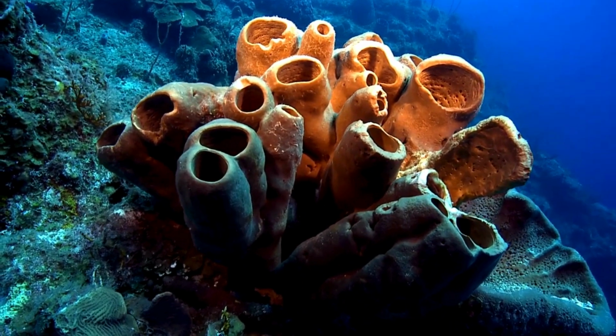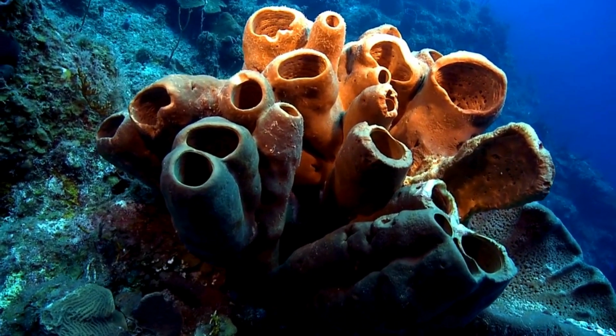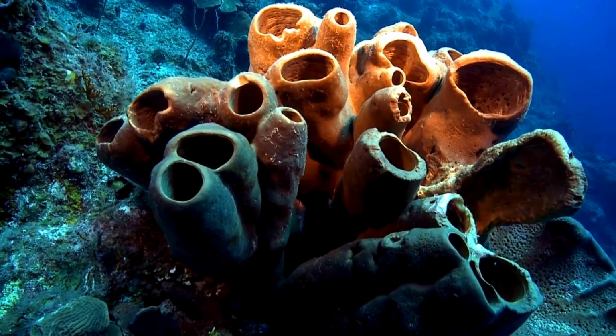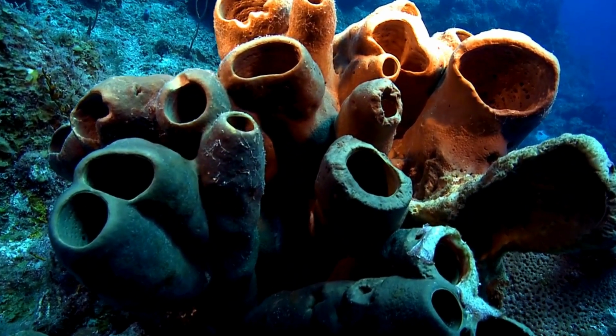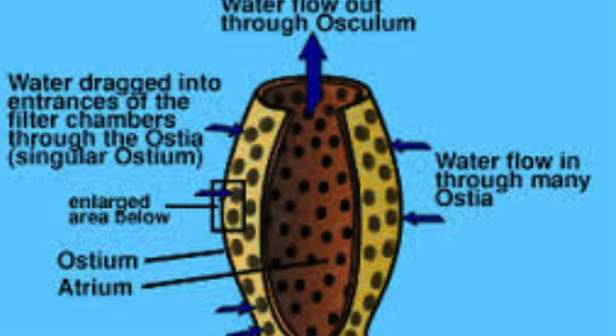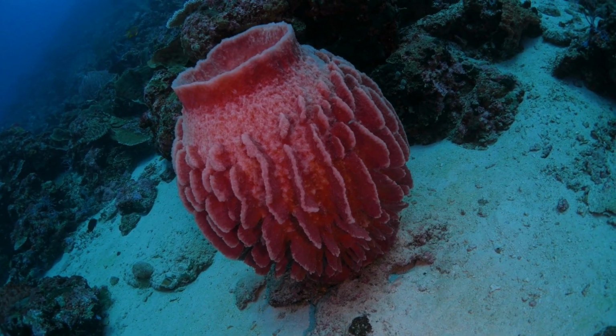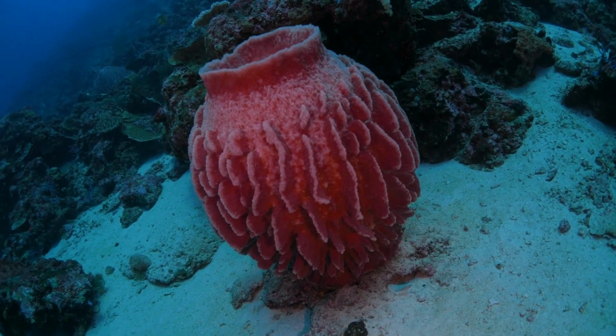Sponges feed through a filter system. Thousands of pores covering the outside of a sponge pump water into the sponge's body. Collar cells lining the inside of the sponge sort out planktons or other microorganisms from the water. Once food particles are trapped and digested by collar cells, sponges expel the water through an opening at the top of the sponge.